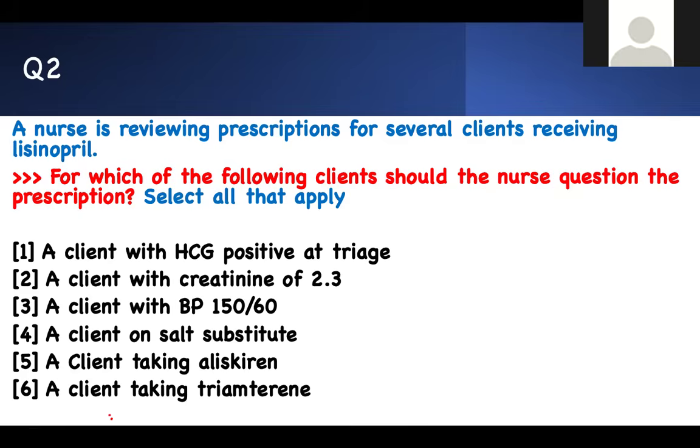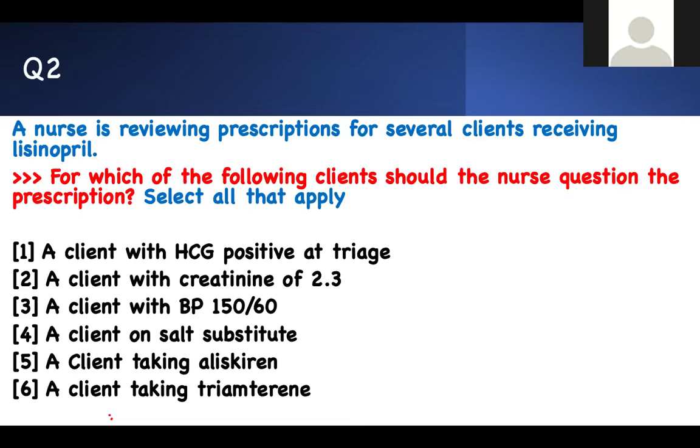The nurse is reviewing prescriptions for several clients receiving lisinopril. I try to make the questions challenging so that you can learn, because we're going to learn. It's content and clear questions and answers with detailed rationale. That's why I make the question like that. So we have lisinopril. It's a class of medication known as what? ACE inhibitor. They have their own side effects. Which of the following clients should the nurse question the prescription for?